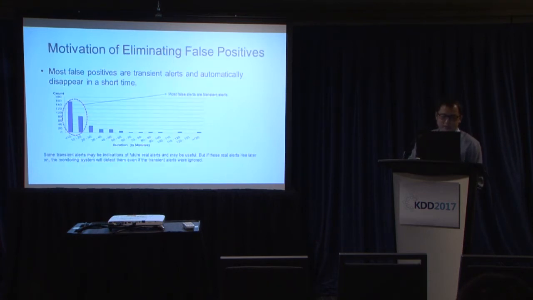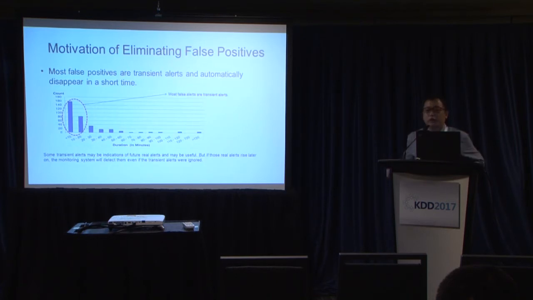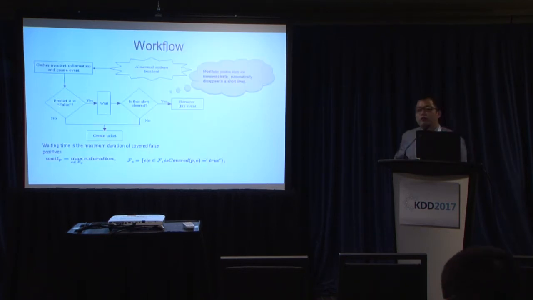Here's something we did. In this case, we know that we cannot remove all of those. So we go back and look at the historical data. We look at our false positives. Most false positives are transient alerts, and they automatically disappear in a short time, like a temporal spike, like we just mentioned with a virus scan. Those generate alerts, but they are transient, which means they're going to disappear in a short time. So our motivation here is that we're not going to remove all the false positives. What we can do is maybe remove some of those transient alerts. So this leads to our workflow solution for this problem.